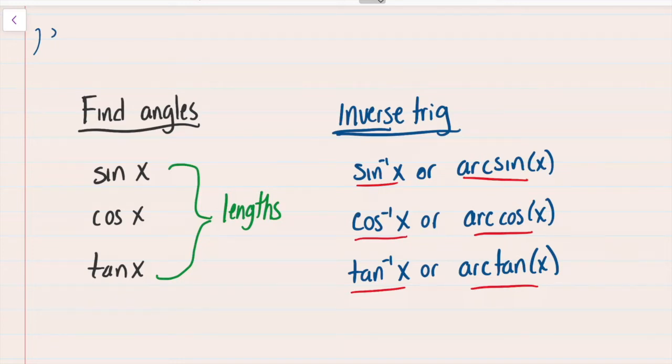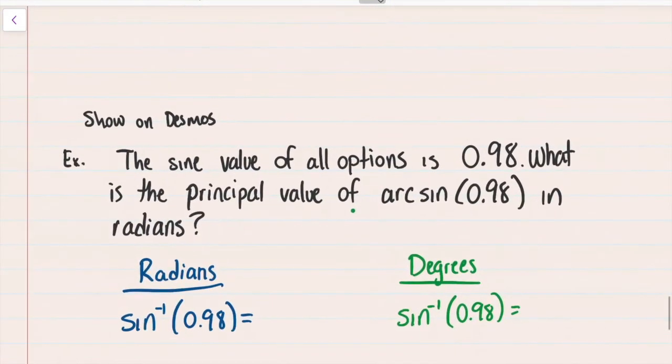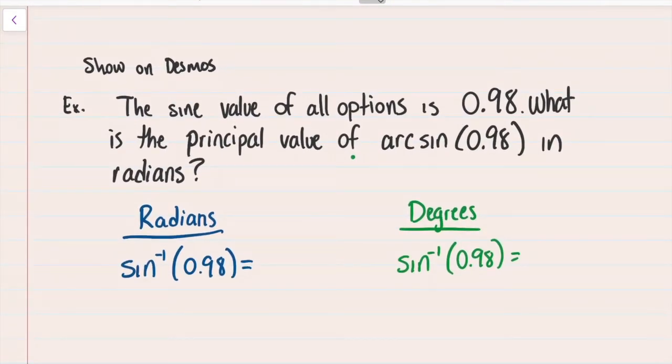Well, for this one, there's not much you need to learn. It's just basically know how to use your tools. In the word problem given below, they tell you the sine value. We're talking about sine today. Of all options is 0.98. What is the principal value of arc sine of 0.98 in radians?